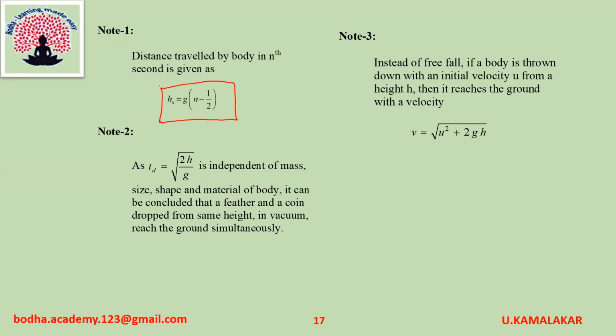Note 3. Instead of free fall, if a body is thrown down with an initial velocity u from height h, then it reaches the ground with a velocity v = √(u² + 2gh).